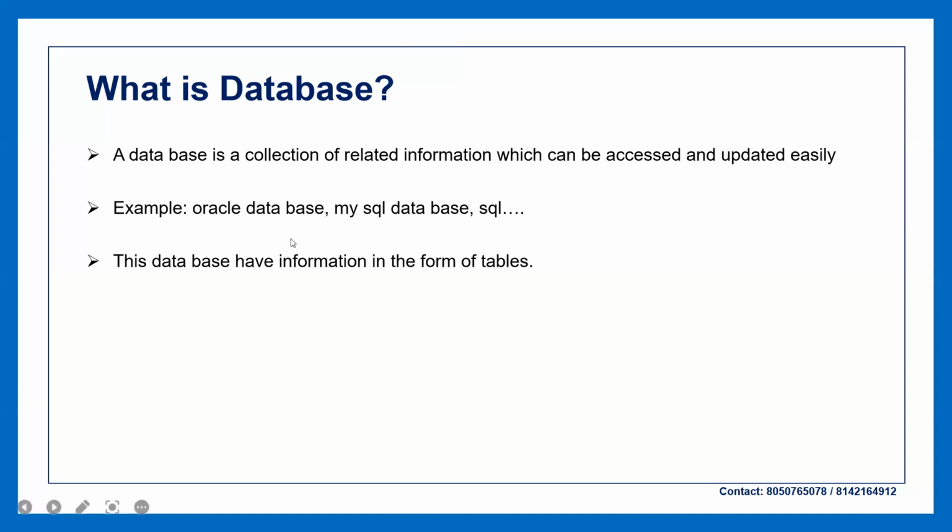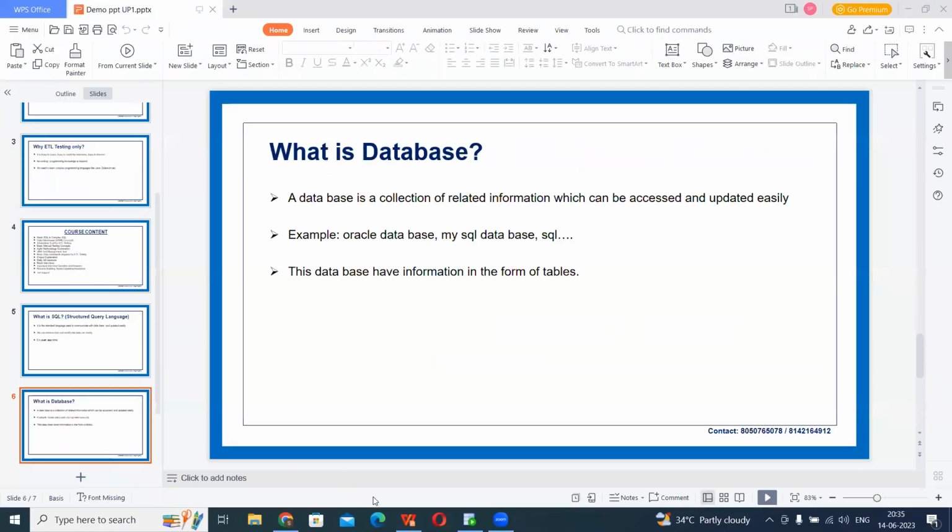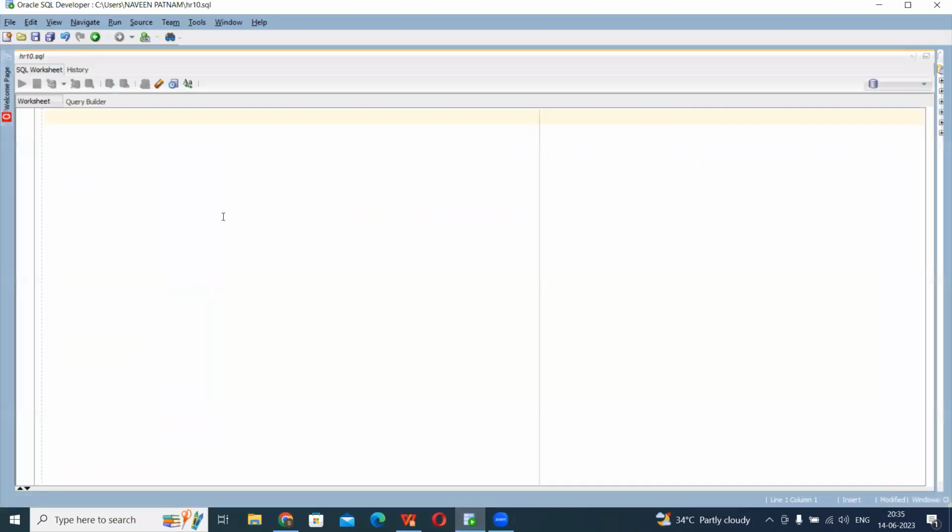So what are the common databases we have? The common databases are Oracle database, MySQL database, and SQL database. In these databases, we have information in the form of tables. Let me show how the information is present in the form of tables. So guys, this is the place where we are going to write queries. Don't worry about how to write the queries, I'll show you during the installation of this software also. I have told you data is present in the form of tables, so I'll show how it is present.